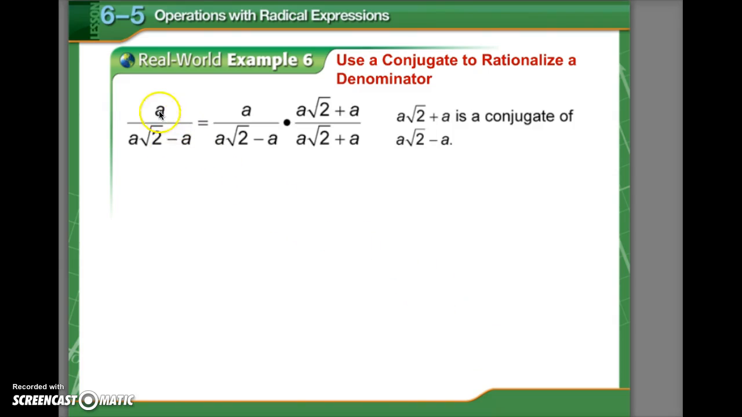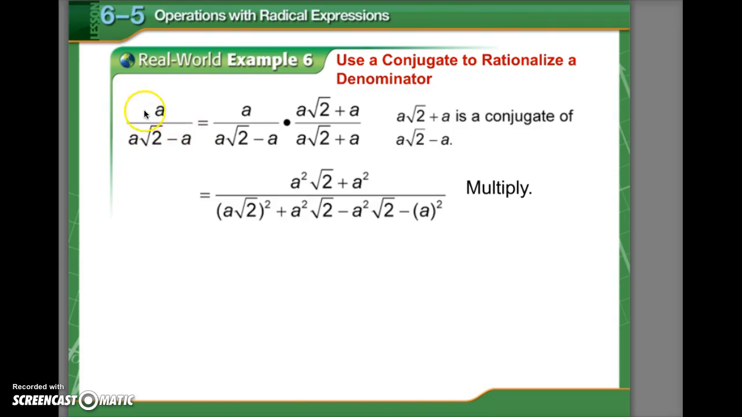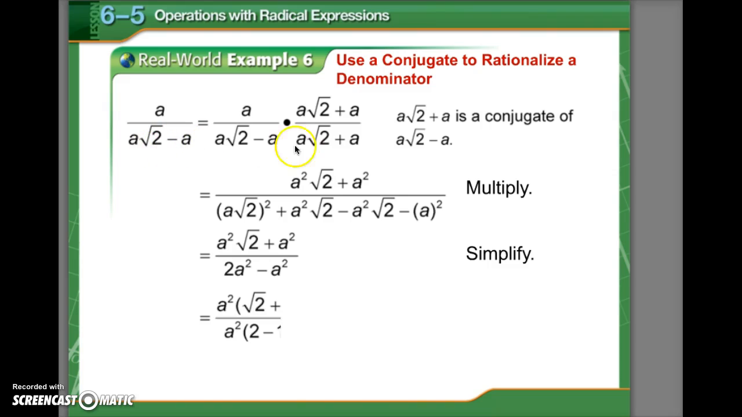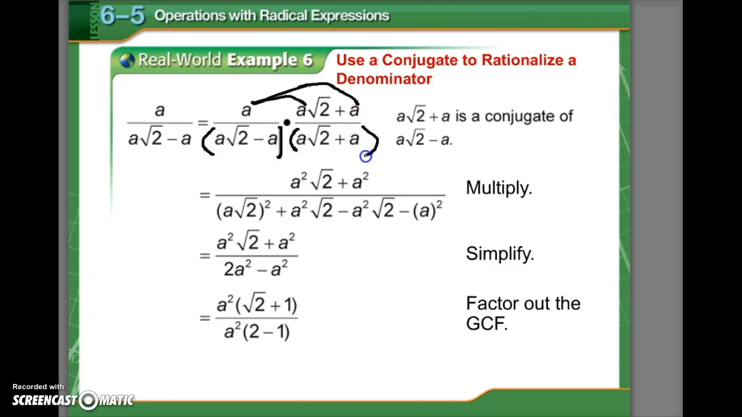So what we're going to do is we're going to take this original expression and we're going to multiply by the conjugate of the denominator. So the conjugate of the denominator is A root 2 plus A. A root 2 plus A is a conjugate of A root 2 minus A. You just change the sign again. So we're going to do A times this. We're essentially distributing. So we're doing A times this, and we're doing A times A. And on the bottom, we have a binomial times another binomial. So we're going to be foiling the bottom.